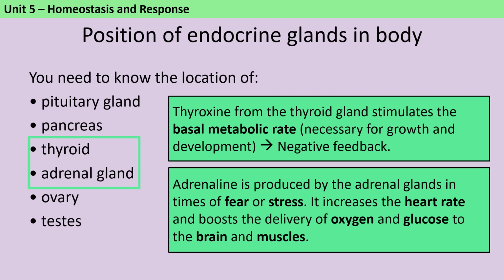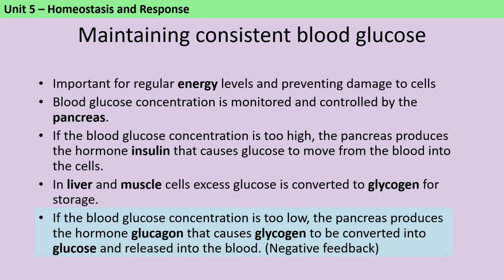Your adrenal glands produce adrenaline, which is something that you make in times of fear or stress, and it leads to that fight or flight response. It increases the heart rate, and the point of that is to increase the amount of oxygen and glucose that your muscle cells and brain cells get, so that they can do more respiration and have more energy available for running away. It's important that your blood glucose levels remain constant, because without that you're not going to have regular energy levels, and also high or low blood glucose can cause damage to your cells.